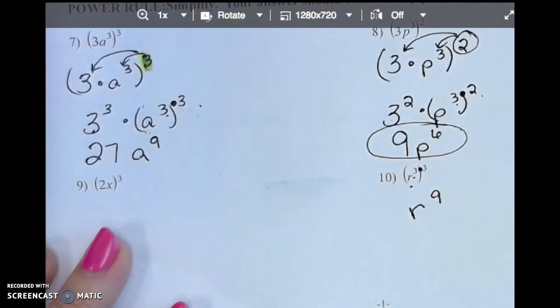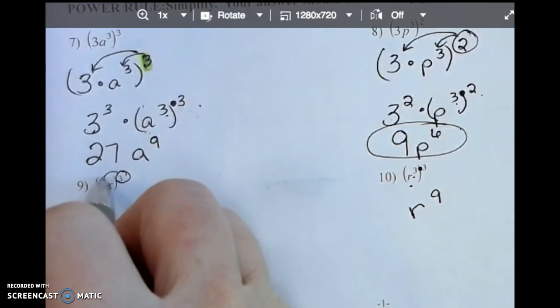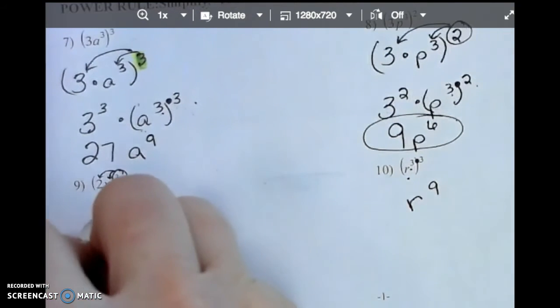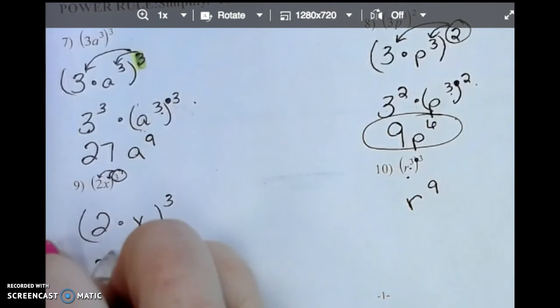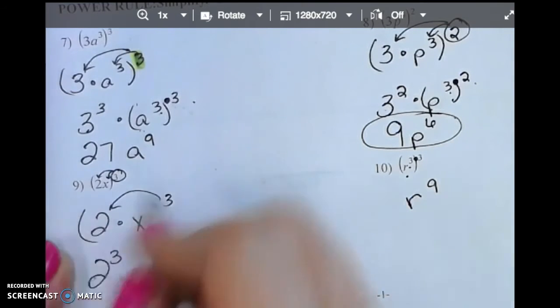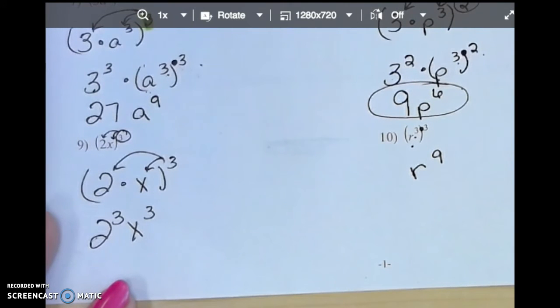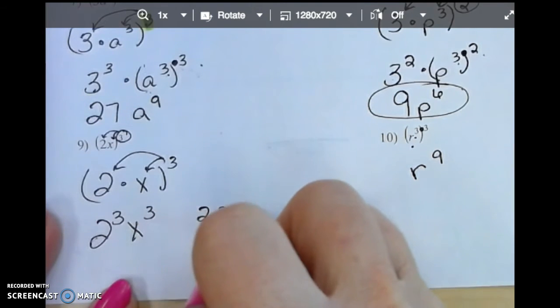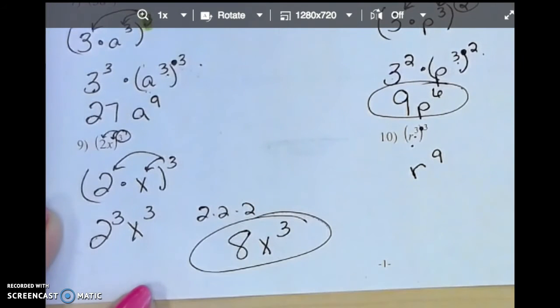Last one here is number 9. We've got 2x cubed. We have to cube the 2 and we have to cube the x. Take this exponent and distribute it to both of those bases. 2 times x cubed is going to be 2 cubed. And then we will also cube the x. Now that 2 cubed needs to be simplified. It is not 2 times 3. It is 2 times 2 times 2, which is 8. That is your final answer.